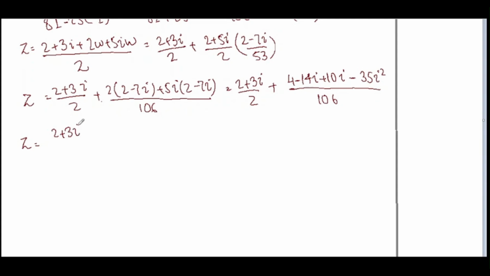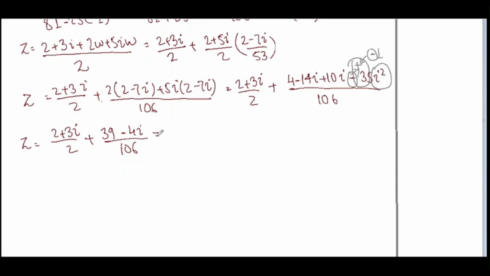2 plus 3 iota whole divided by 2 plus 4, and iota square is minus 1. When this minus and this minus multiply, we get a positive sign. So plus 35 is your answer. We are going to use it over here as 4 plus 35 is 39 minus 4 iota whole divided by 106. How do we get minus 4 iota? Because minus 14 plus 10 is minus 4.